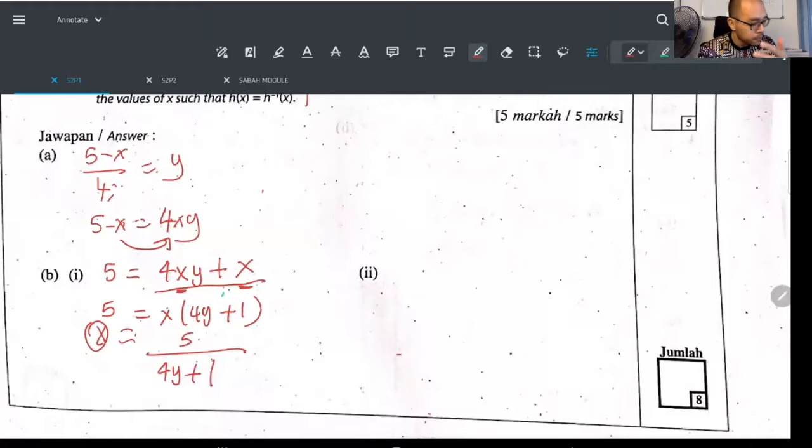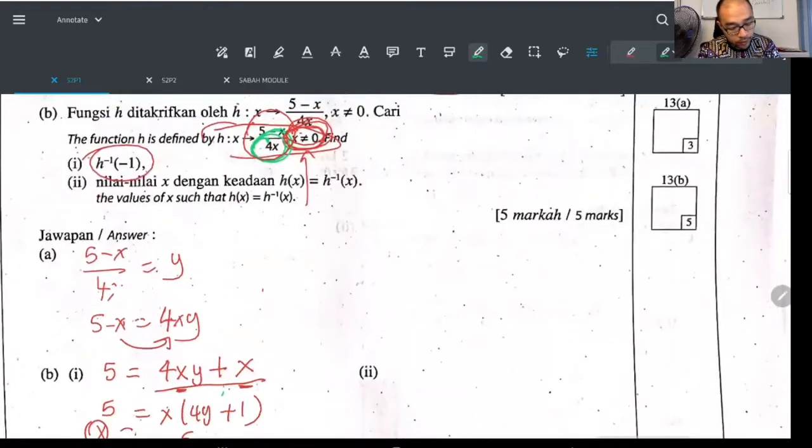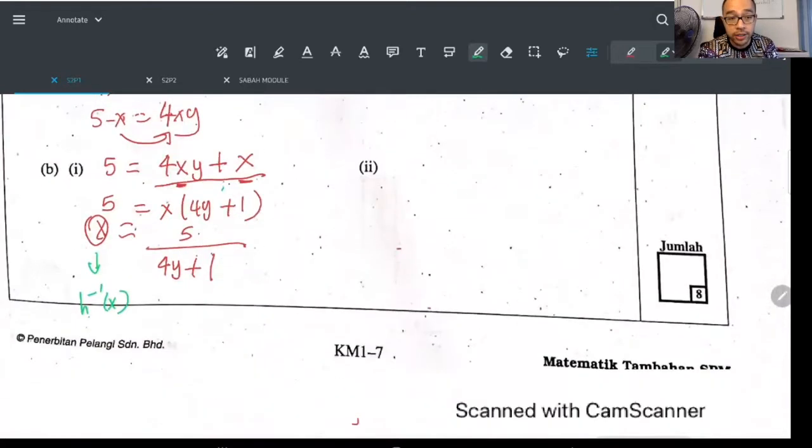And then finally, you change the y to x. So this x changes to become the inverse function, and this will be 5 over 4x plus 1. That is still an incomplete answer. Remember what I said just now, there is an x at the bottom, so you have to define the x. So x cannot be equal to negative 1 over 4.